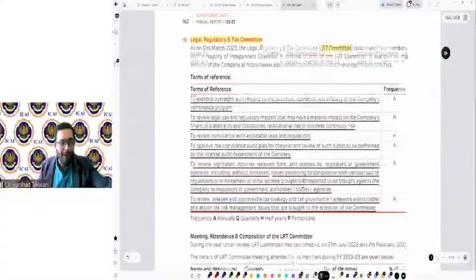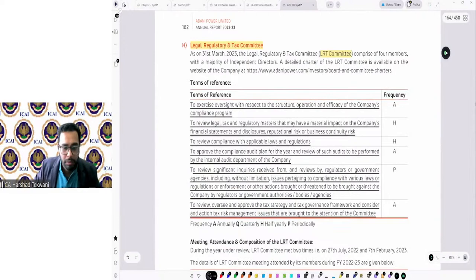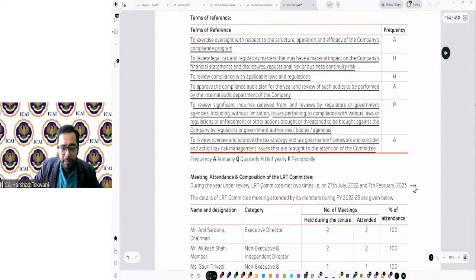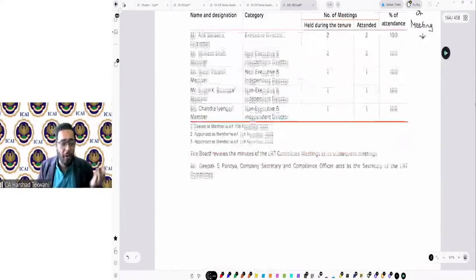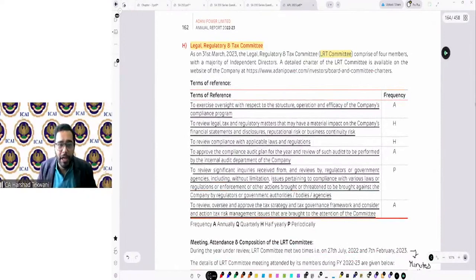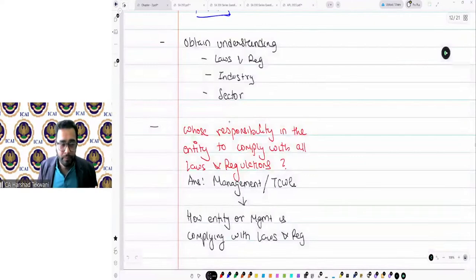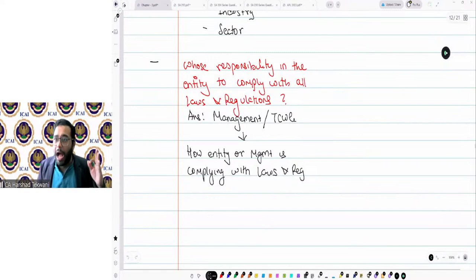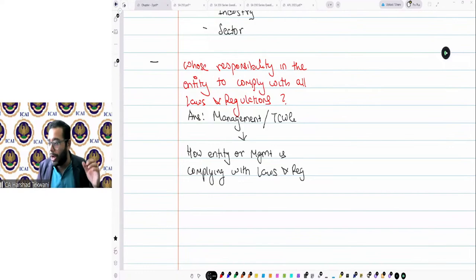So if you have this detail, what I can do is pull out the minutes of meeting. I can see what was discussed, how it was discussed, and how these objectives are achieved. And then I can take an understanding of how the committee is functioning, what things they are looking into, and what areas they are looking into. I will have a good understanding, in the real sense, of the laws and regulations and how the company is ensuring compliance. So when I say how the entity or management is complying with laws and regulations, I will have a lot of options with me. I will have a lot of things with me to understand this particular area.